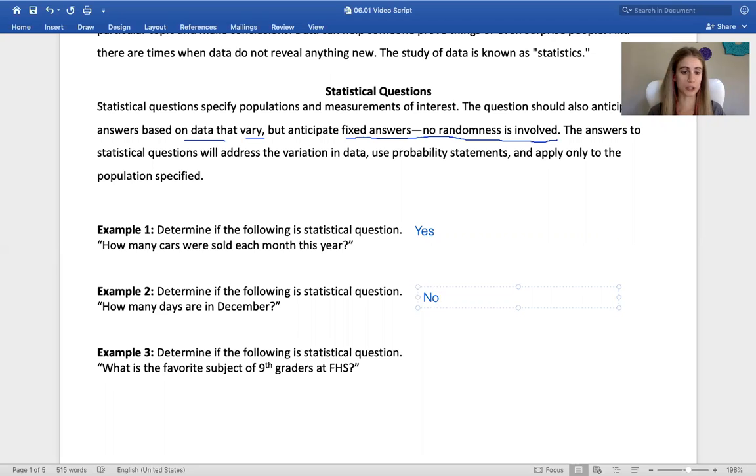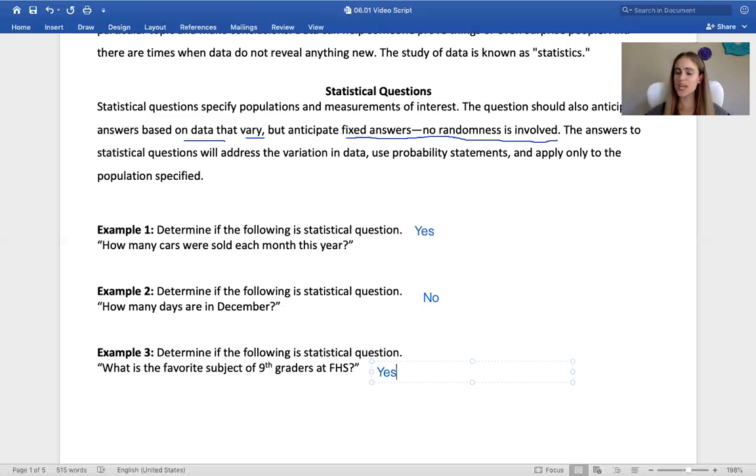All right, third example. What is the favorite subject of 9th graders at 5A high school? Well, could I survey people and collect data on that? Yeah. Could everybody's answers vary? Yeah. But would there be fixed answers, a parameter? Well, yes, because there's only certain classes offered at 5A, so that would give a parameter. So yes, this is an example of a statistical question.